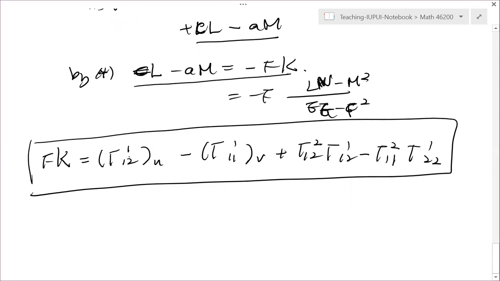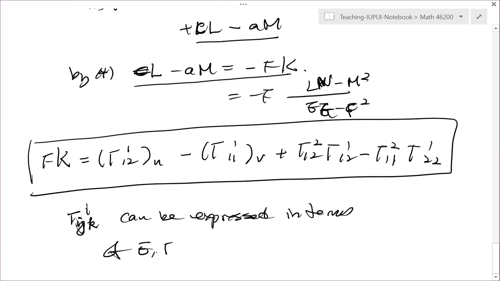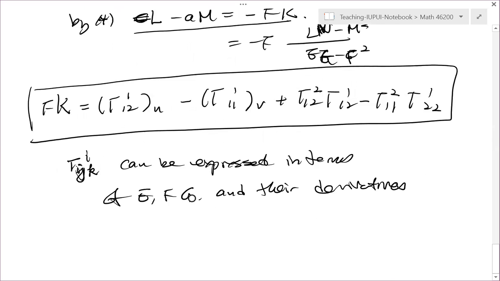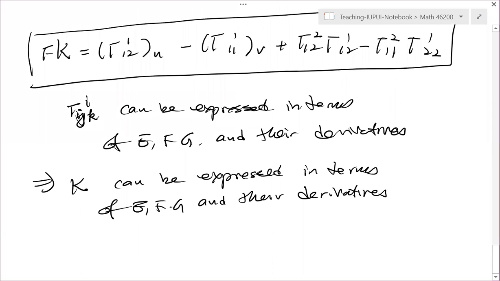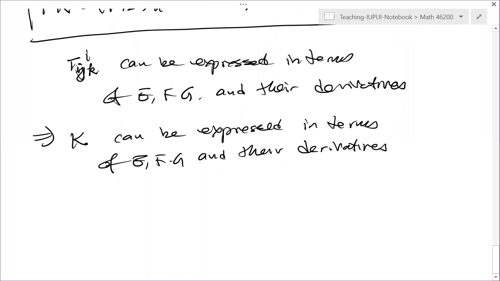Now, clearly, we know that gamma ijk can be expressed in terms of EFG and their derivatives. So this implies K can be expressed, although it's complicated, in terms of EFG and their derivatives. There are other 4 identities that give us similar equations. Later on, one can summarize and simplify. Finally, in the book, there was a given formula.